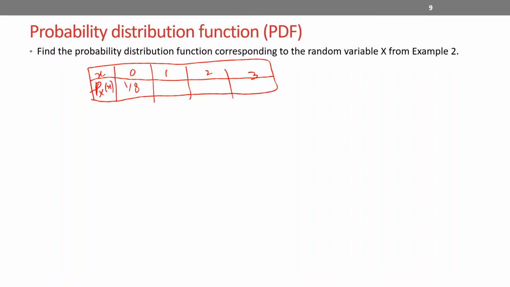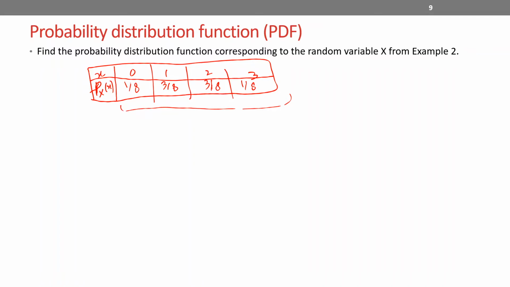Okay, how about getting 1 head? I think to get 1 head, we have 3 possible sequences, right? So 3/8, and then the probability of getting exactly 2 heads is also 3/8. We can go back and check all of these, and then getting 3 heads, there is just one such possibility, which is 1/8, right? So this entire sequence of values here is my probability distribution function.